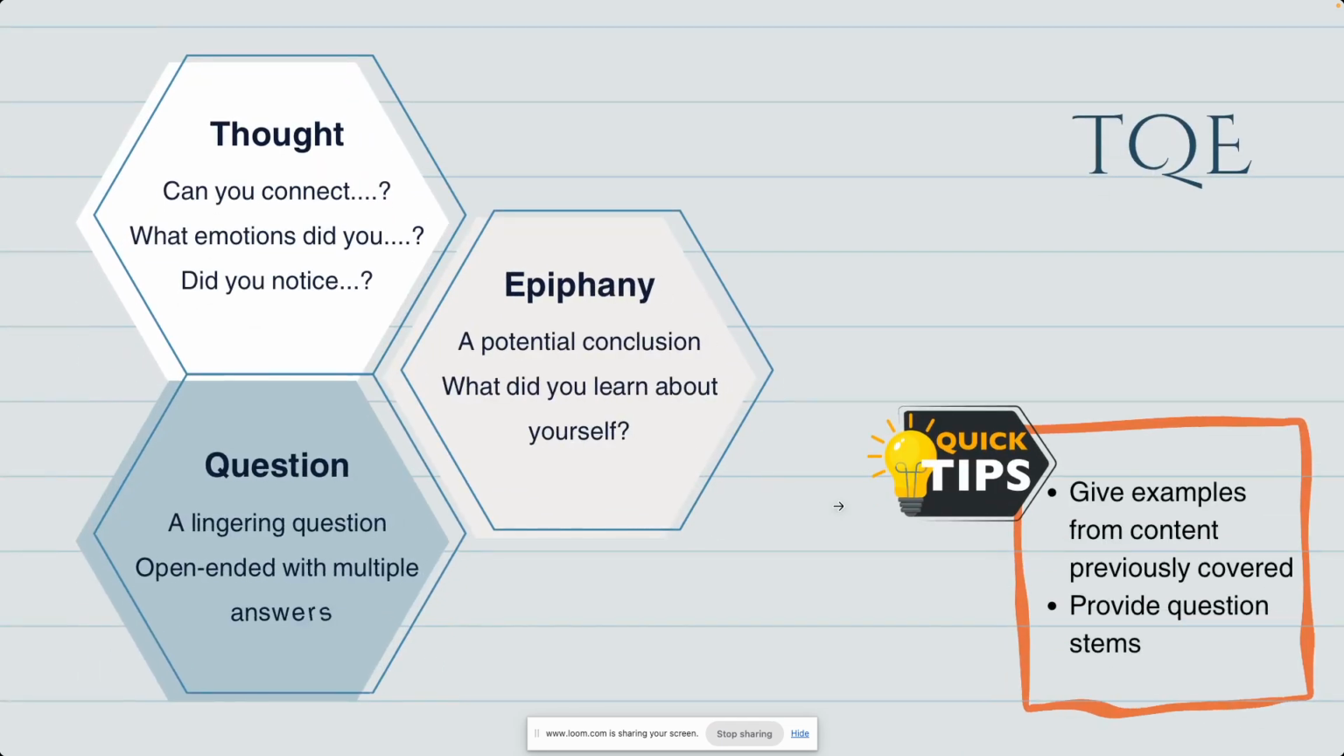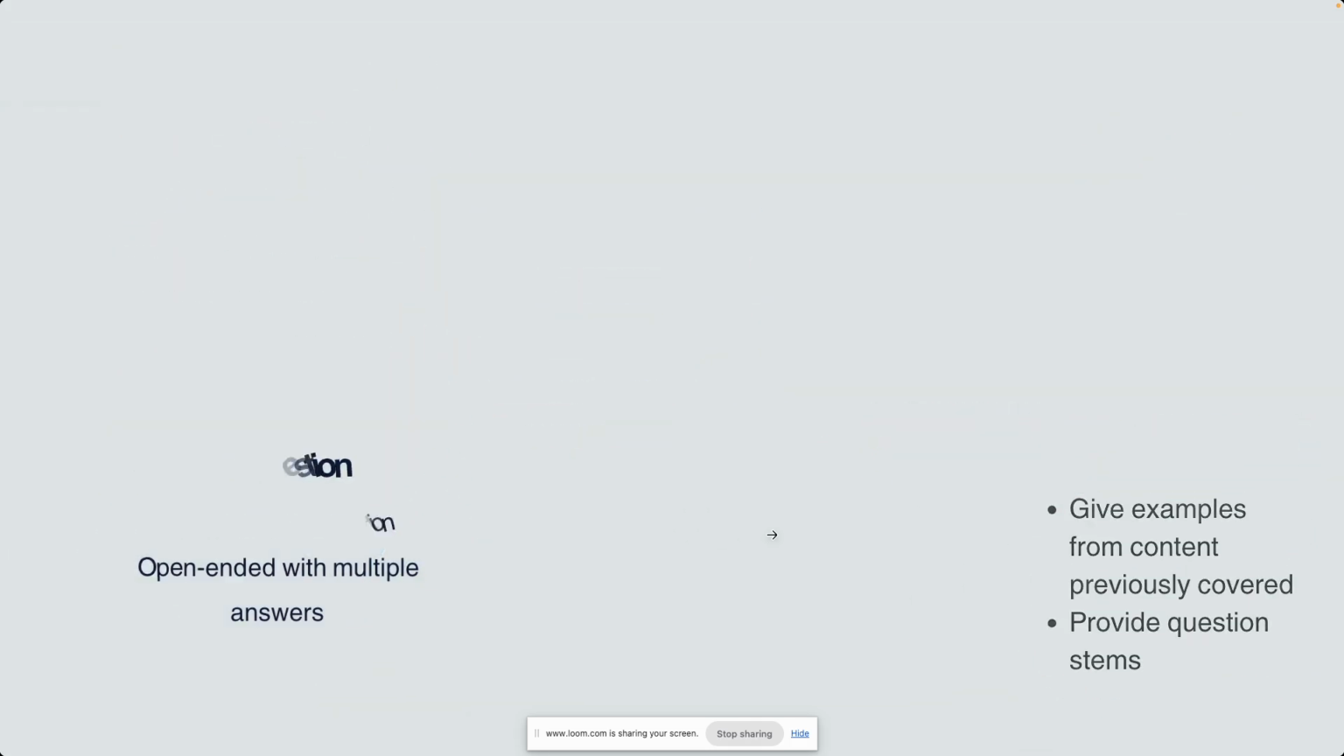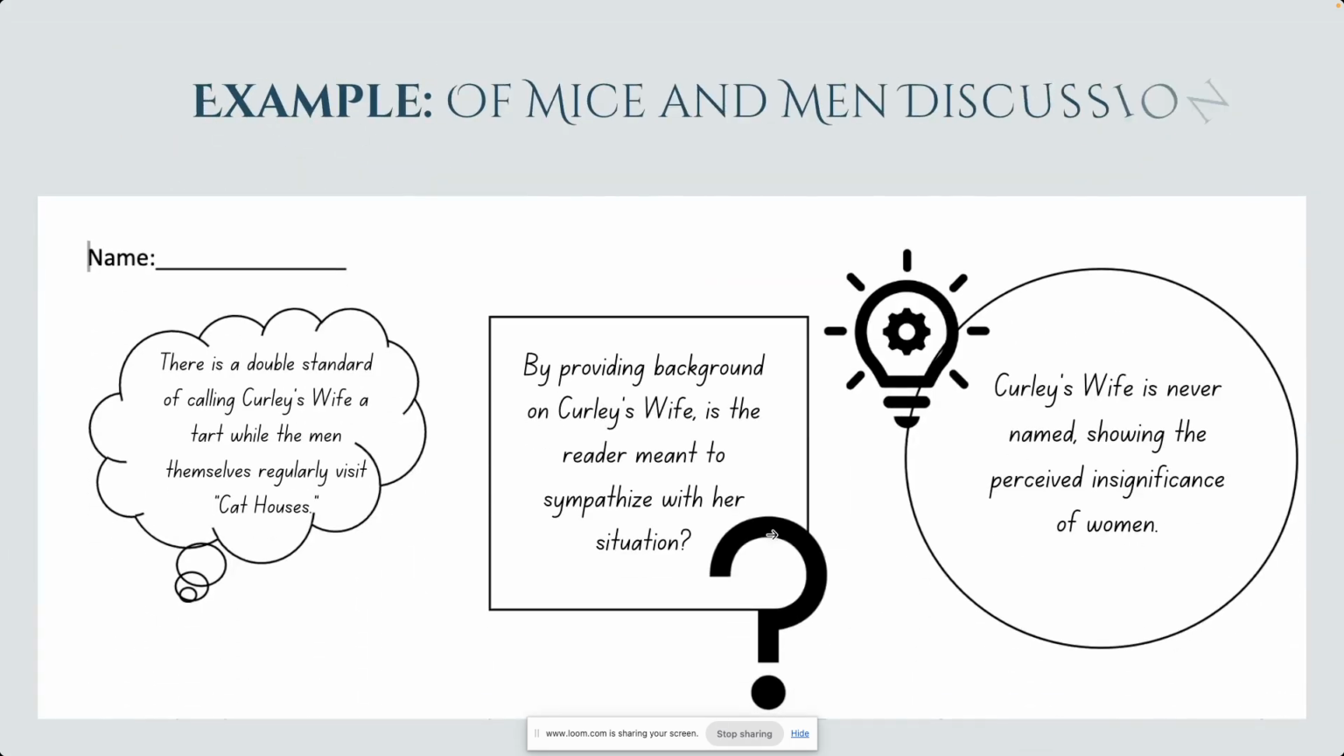These are activities that can get your students ready for the discussion. The best way to get your students comfortable is to get them thinking about the concept or the reading before the discussion takes place. A TQE is a fantastic way to do that. T stands for thought, Q stands for question, and E stands for epiphany. You can give students a little half sheet just like this, and they can fill it out based on the subject that they've been studying or the text that they've been reading.